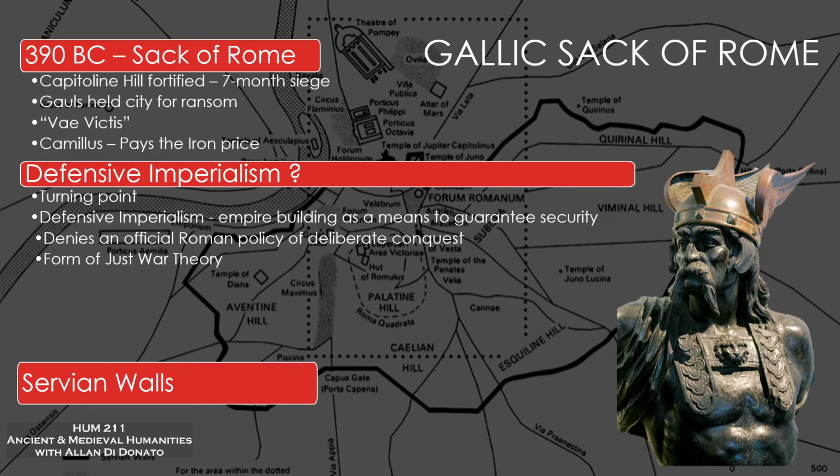It was also at this time that they began to actually fortify the city, right? In response to the fact that you just had your city taken, they're going to make sure that the city is never going to fall again, if they can help it, by building the Servian walls.